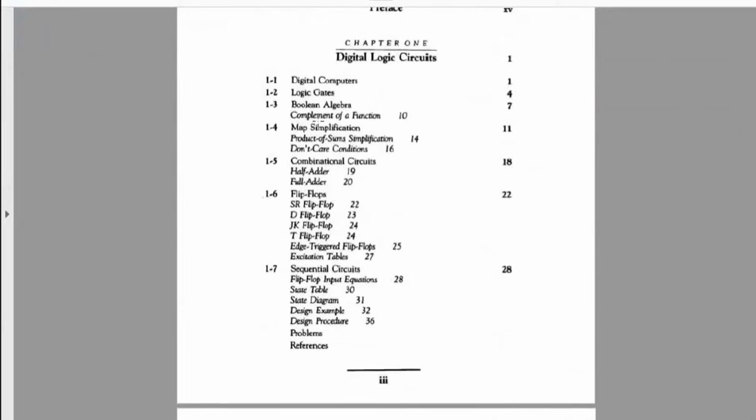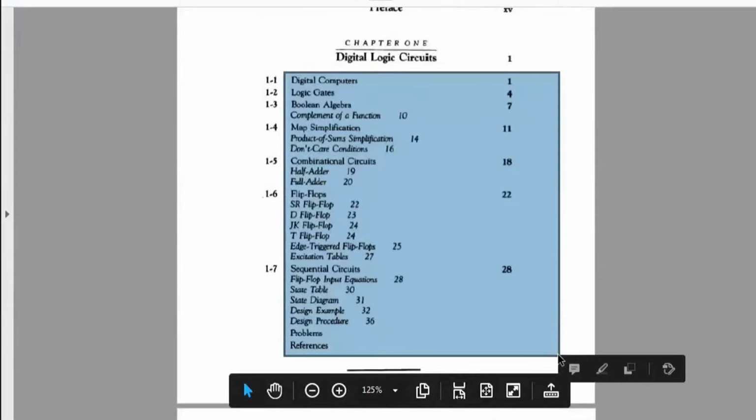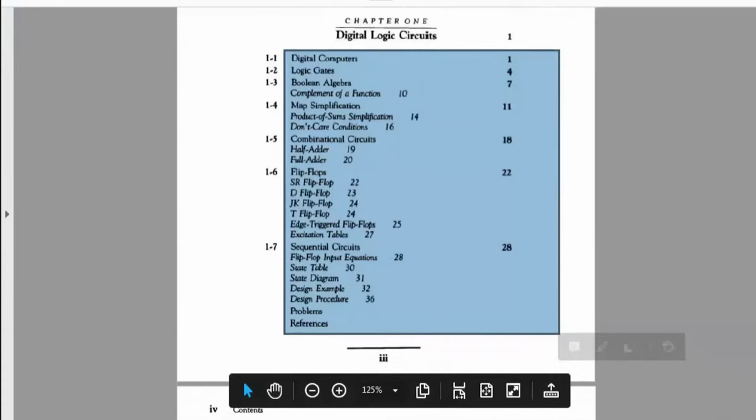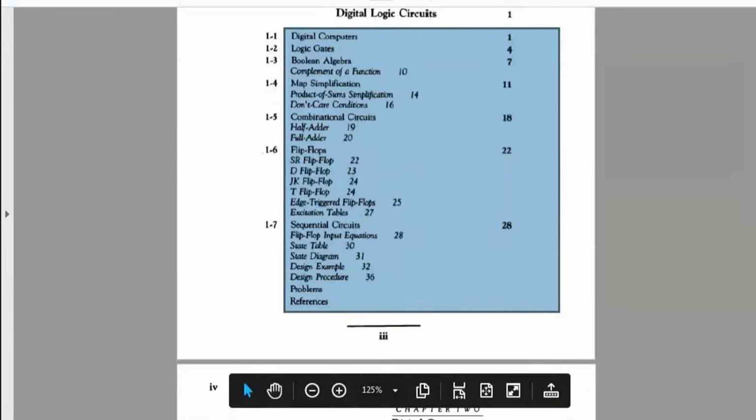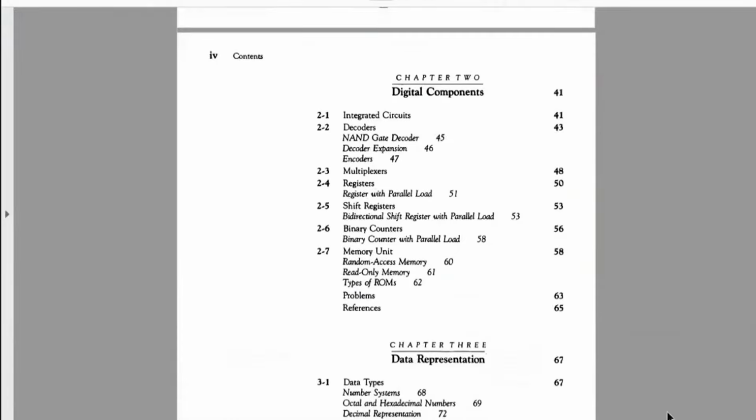Chapter 1 has Boolean algebra, then K-map simplification, combinational circuits, different types of flip-flops, excitation tables, sequential circuits, how to design sequential circuits using state tables, state diagrams, state equations and all. So the entire topic of digital systems which we had covered is summarized over here. It is just a brief summary for refreshing your concepts. If you want, you can refer to these topics.